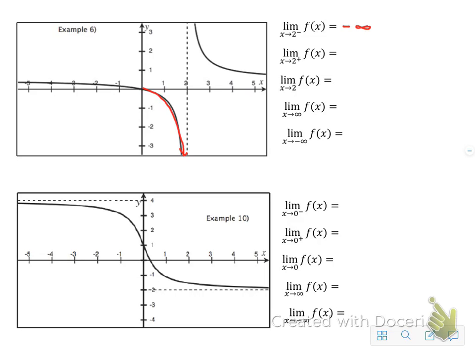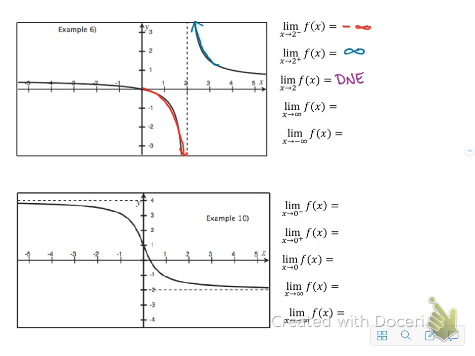The limit as x approaches 2 from the right is going like this, right? And it'll keep going up and up and up. So that'll go to positive infinity. Now, is negative infinity equal to positive infinity? No. And because they are not the same, this is a does not exist.